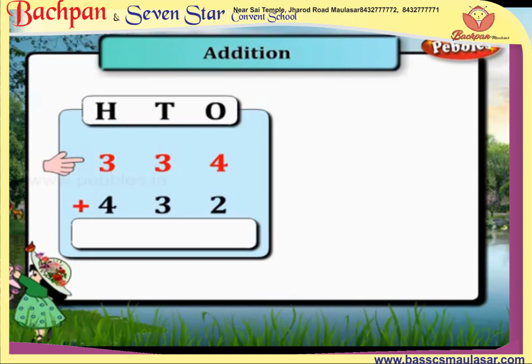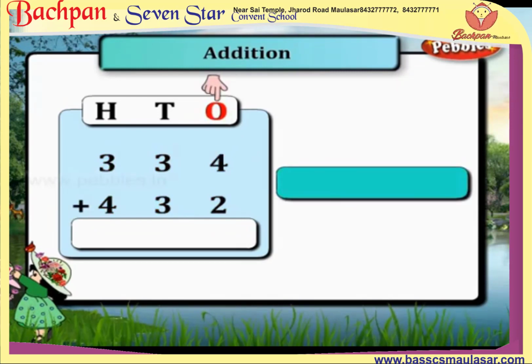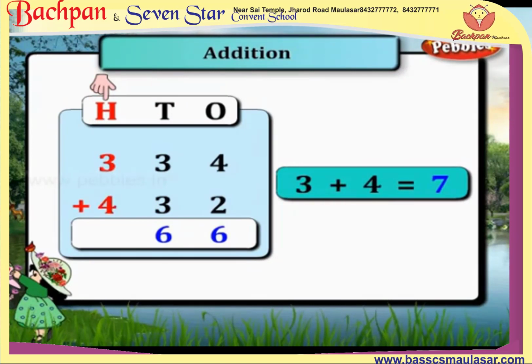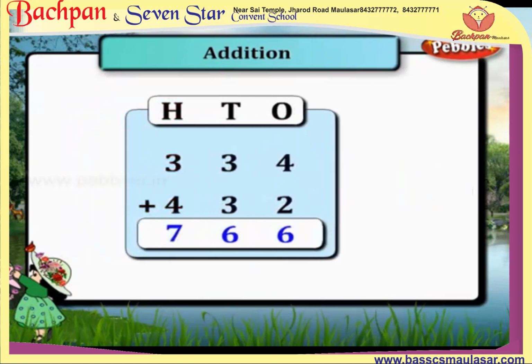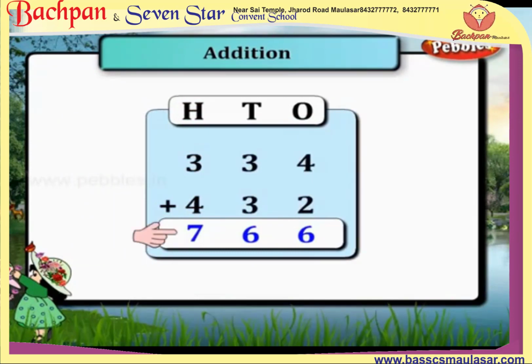334 plus 432. Add the ones. 4 plus 2 is equal to 6. Add the tens. 3 plus 3 is equal to 6. Add the hundreds. 3 plus 4 is equal to 7. The total is 766.